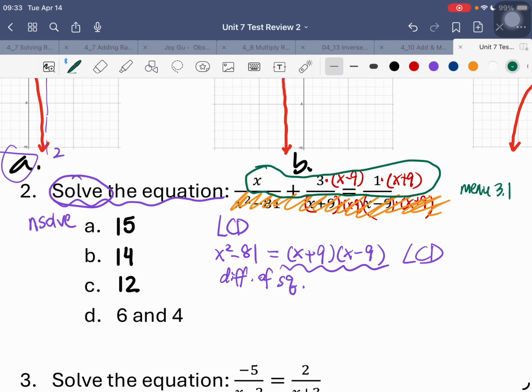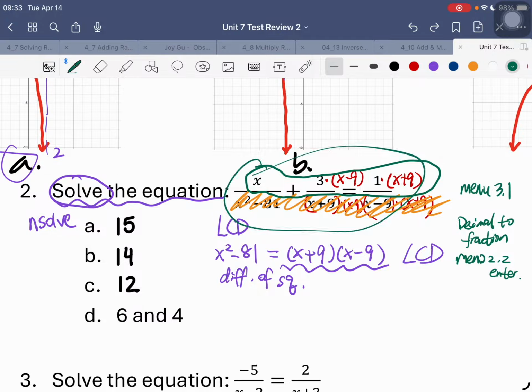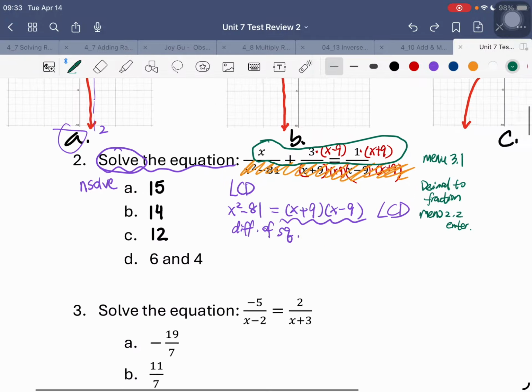And if it ever gives you any decimals, the decimal to fraction is menu 2 enter. Okay, that's whenever it gives you a decimal. And for my pre-AP, you can also just type in the entire thing and check your answer.